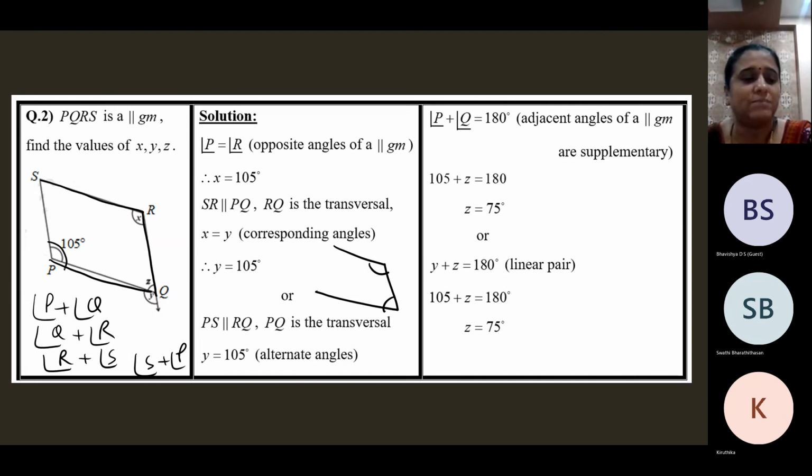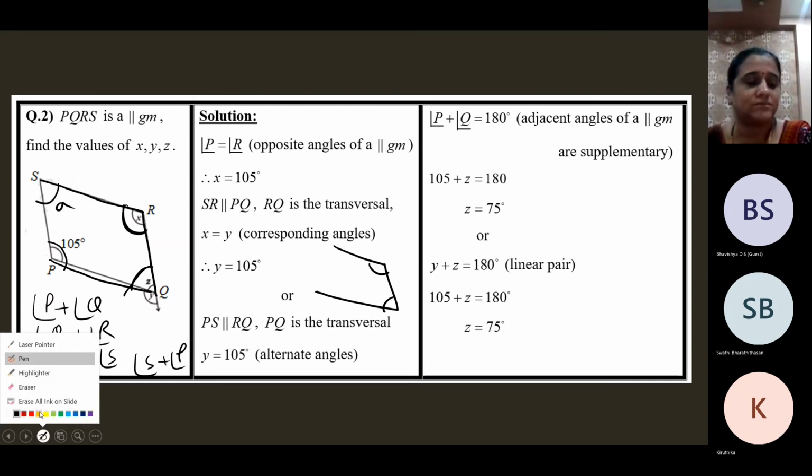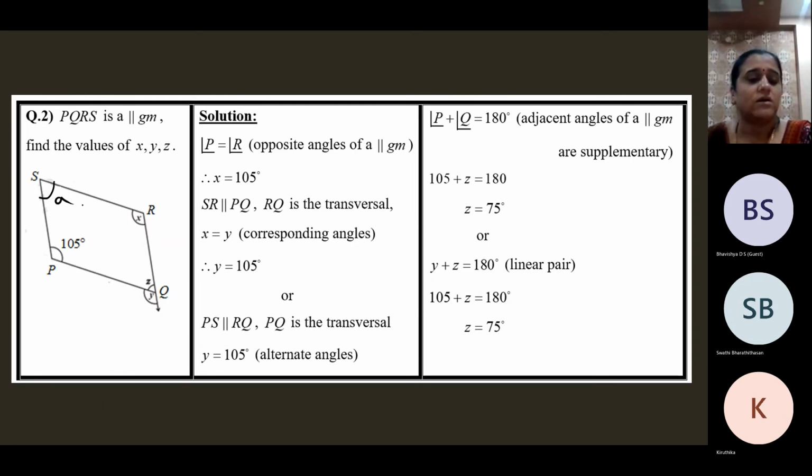Angle P plus angle Z will be 180. Angle Z plus X will be 180. X plus, supposing I call this A. 105 plus Z will be 180. Z plus X is 180. X plus A is 180. A plus 105 is 180. Why? In a parallelogram, adjacent angles are supplementary because they are co-interior angles.